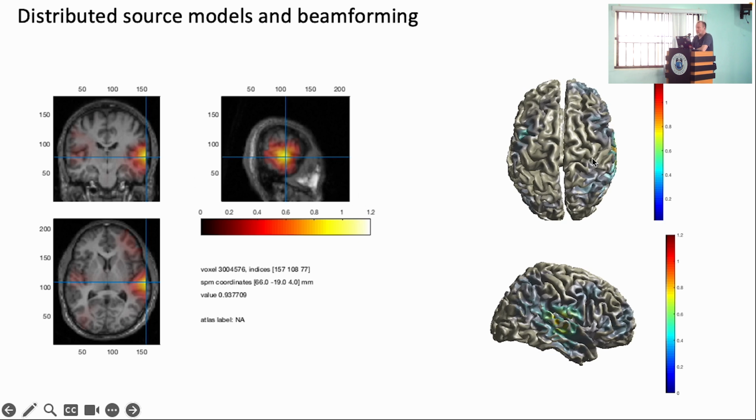But you can also show this activity on a rendered cortical surface. So using anatomical MRI processing techniques such as FreeSurfer, you can extract the cortical surface and you can project the color-coded values onto the cortical surface, and you can do more fancy analysis such as inflating the cortical surface so that you can look well into the sulci as well.